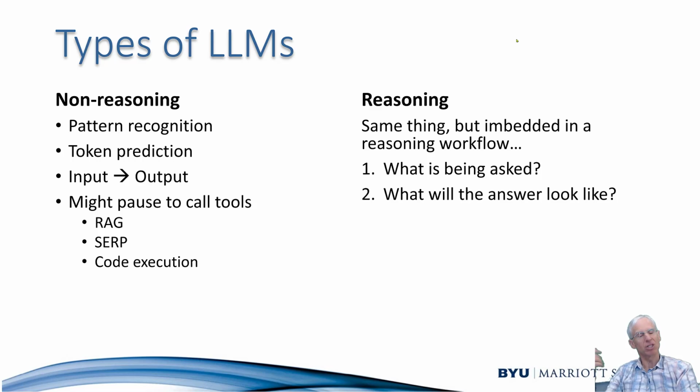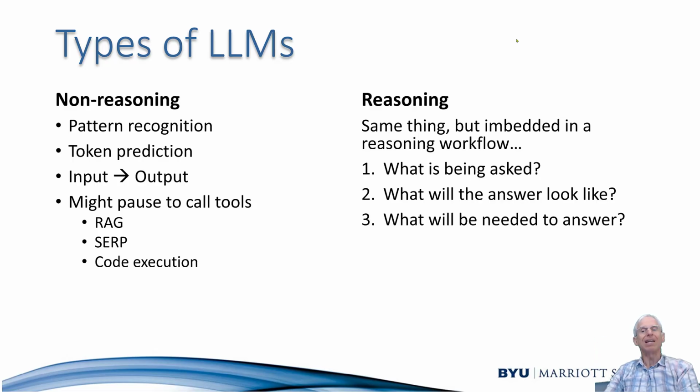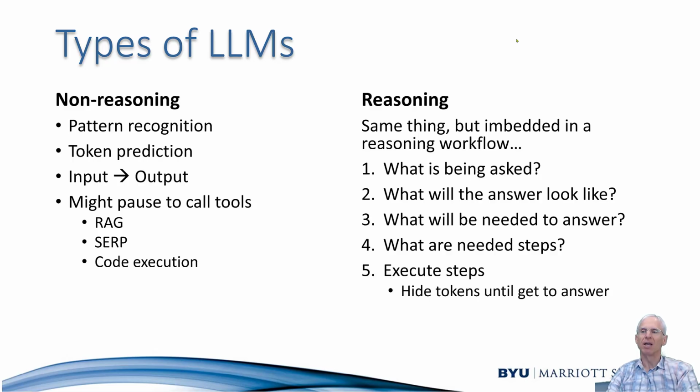Is it going to be an image? Is it going to be a data table? What are we looking for in the answer? What will be needed? What resources will we need in order to provide the answer? What are the steps that we need to do? And it'll come up with a list of steps. This is before we even generate the actual answer to the prompt that the user gave us. Then we execute the steps. Very often they hide the tokens until they get to the answer.